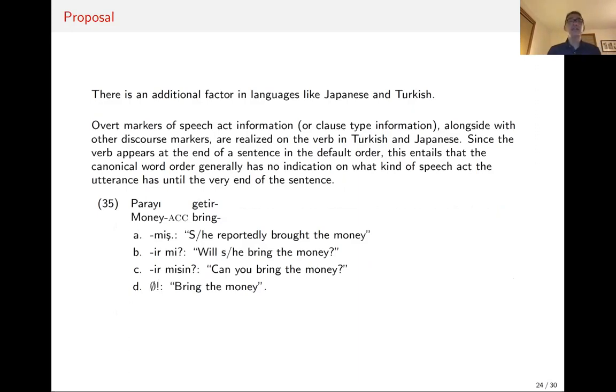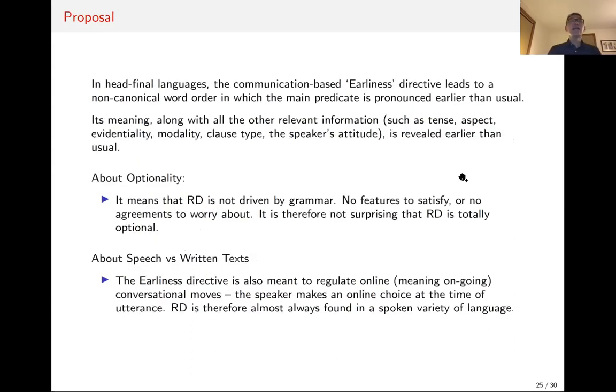Okay, of course, there is an additional factor in languages like Japanese or Turkish, that the verb gives the information not only about the predicate, but also tense and aspect, evidentiality and modality and clause type marking, all that information packed into this little verbal complex or something close to the verb that makes a certain unit. Okay, so that's why it's very important to pronounce that part of the sentence as early as possible. So in head final languages, the communication-based earliness directive leads to a non-canonical word order in which the main predicate is pronounced earlier than usual. Its meaning, along with the order, the relevant information is also revealed earlier than usual.